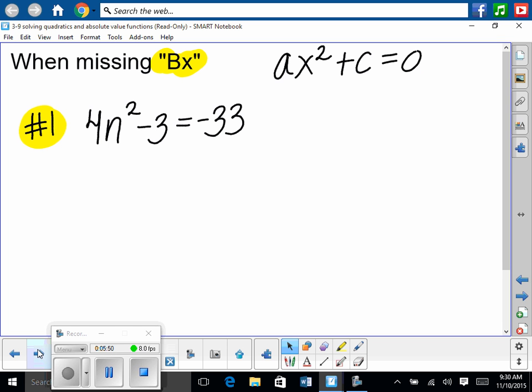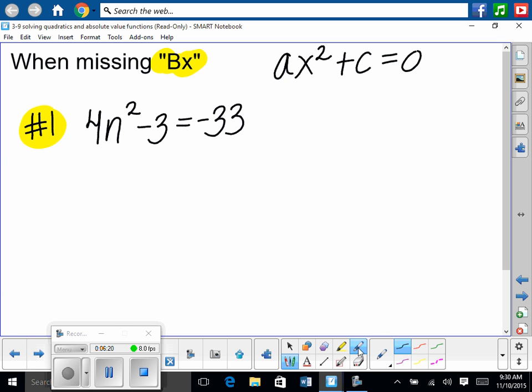So everybody, when missing bx, we have seen this before. Ax squared plus c is equal to 0. Notice in this, I'm missing bx. Does everybody understand what I'm getting at here? When you're missing bx, it is not the best way to get it set equal to 0, put it in standard form, and use the quadratic formula. It's not the best way to solve by trying to factor it either. There's an easier way. Simply isolate the square and then take the square root of both sides. So when missing bx, you can do this.